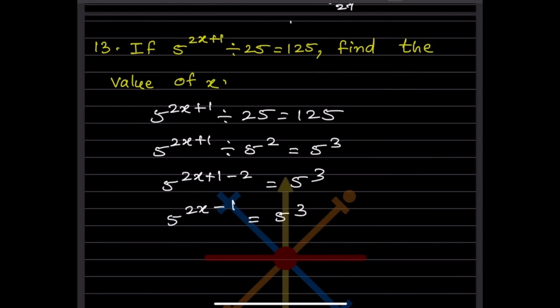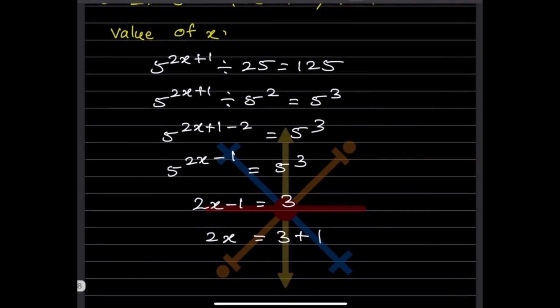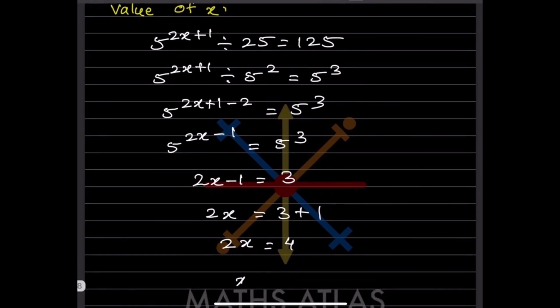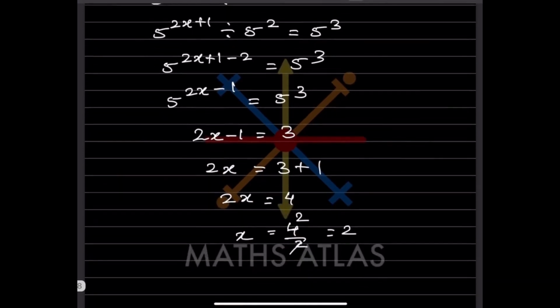So now you can see the base is the same on both sides, so the exponent should be the same. So that will be 3. So 2x is going to be 3 plus 1, so 2x is going to be 4. So x is going to be 4 by 2, so this will be 2. So x is 2. Hope you got how to do this one. This is also one of the important problems.